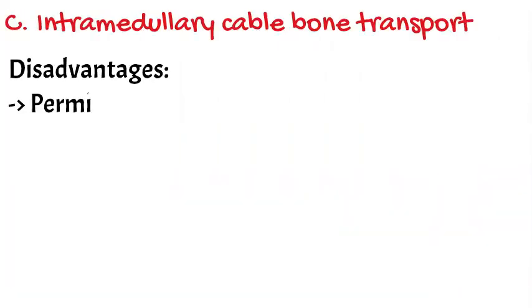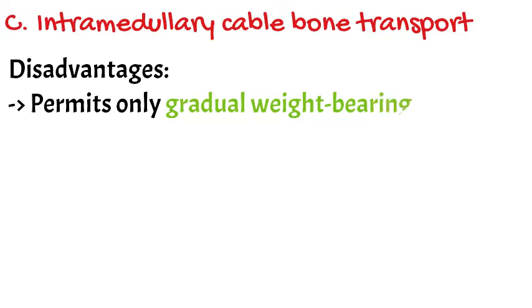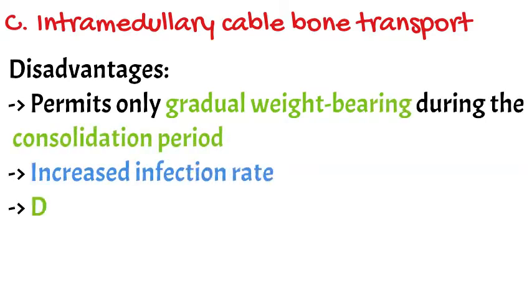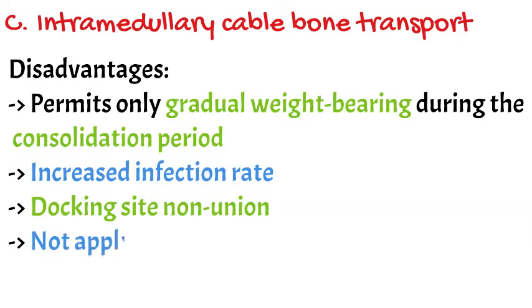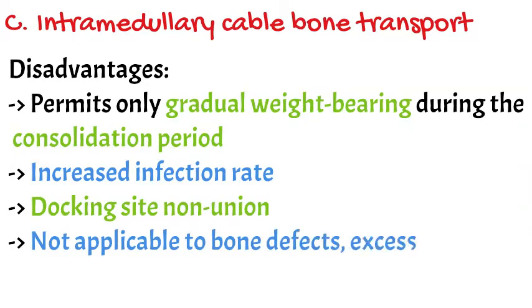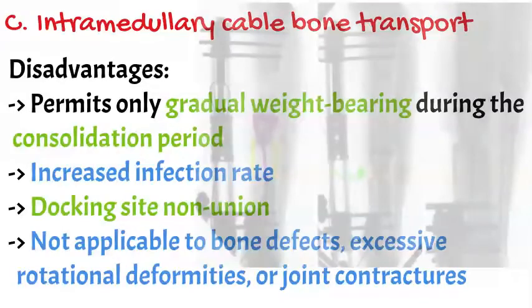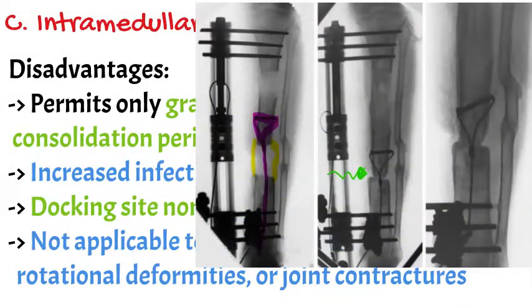The disadvantages are: it permits only gradual weight bearing during the consolidation period. Increased infection rate. Docking site non-union. Not applicable to bone defects, excessive rotational deformities, or joint contractures. This picture shows the X-ray of intramedullary cable bone transport.